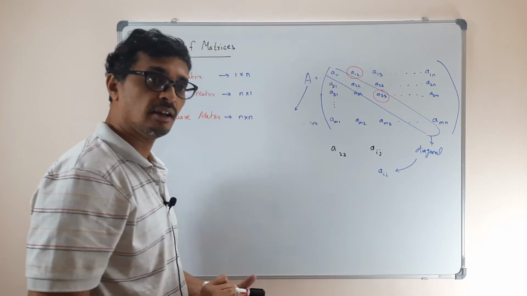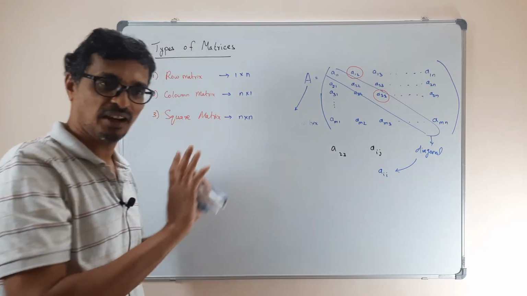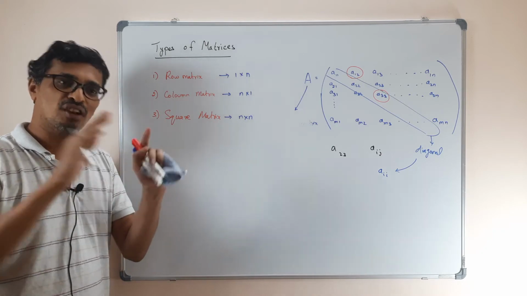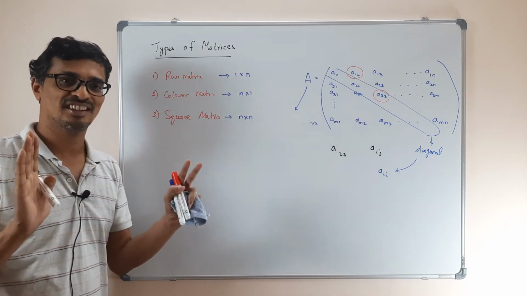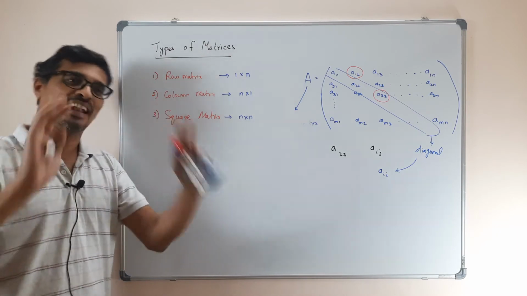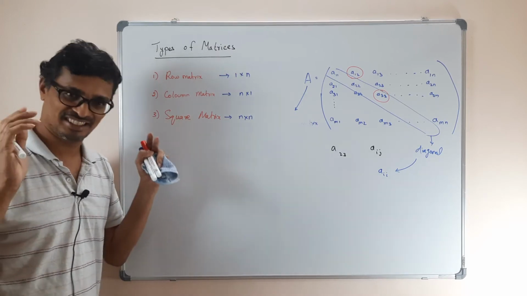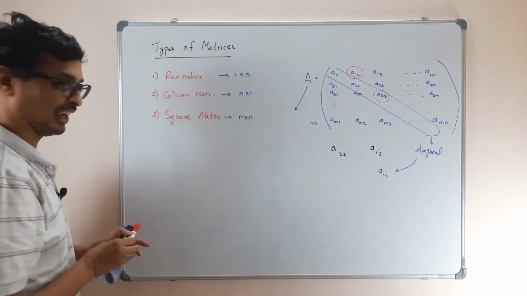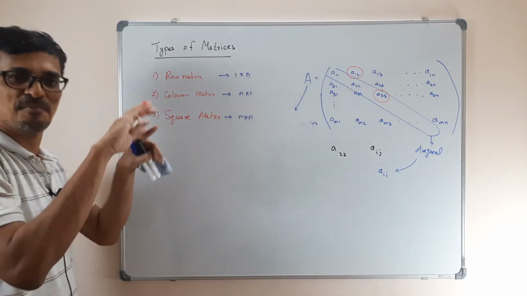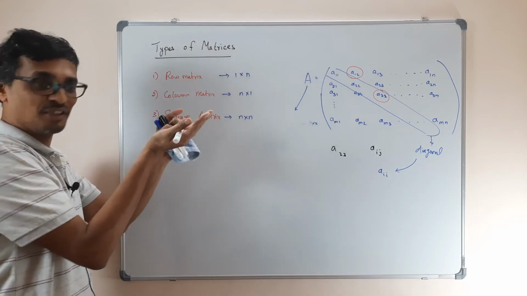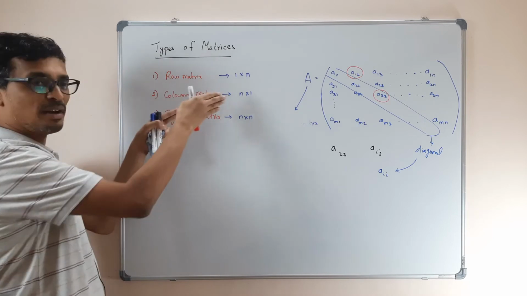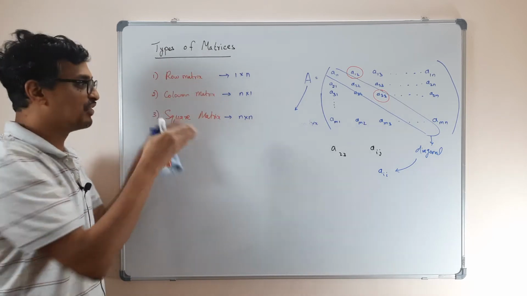Rectangular, like m into n. A matrix is itself a rectangular arrangement, so we don't have to define a rectangular matrix separately. The matrix itself is a rectangular arrangement of numbers. How we arrange the numbers matters: if you arrange them in a row, we call it a row matrix. If in a column, a column matrix. If they are arranged as a square, a square matrix.